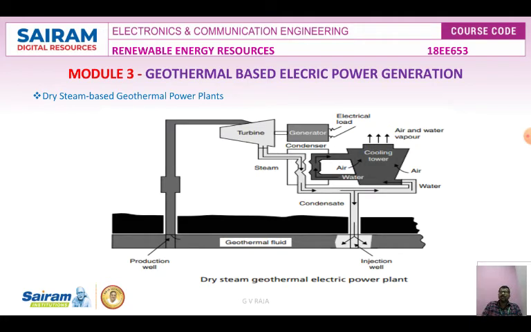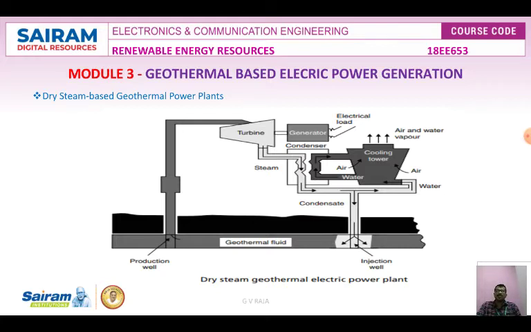In the dry steam method, we are extracting the high temperature from the ground. Entire water will be there inside the earth. That water and that heat will be converted. The heat will apply to the water, and the water is converted into steam, and the steam is extracted from the earth surface and given to the turbine, and the turbine will be rotated. This kind of process we call the dry steam method.